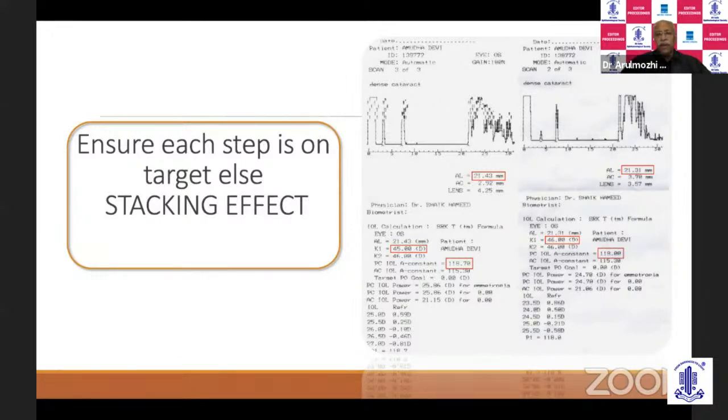So remember that. Look at all of these readings, including the K readings, before you do your final calculation. Because a slight error in the K reading, another error with the axial length, another error with the A constant could have a stacking effect and can give you really bad results in the end. So look not only at the axial lengths, look at the K readings also, look at the AC depth and the lens thickness each time, and the spikes.